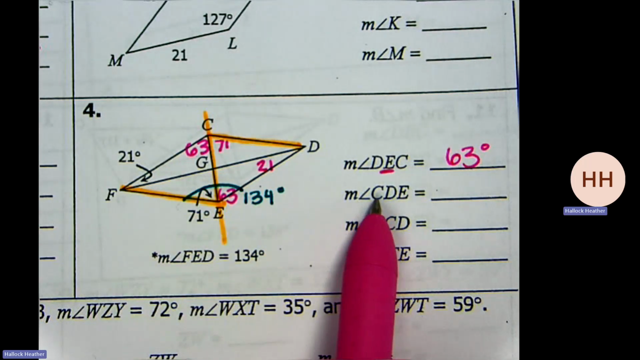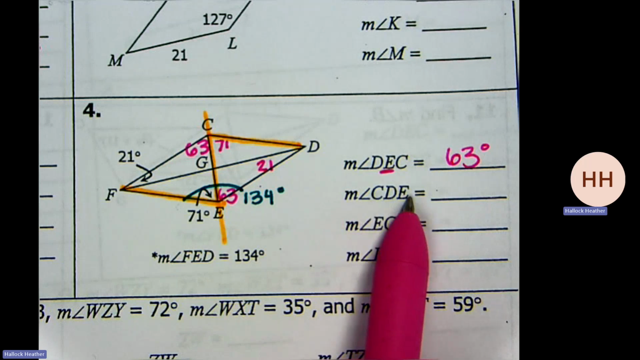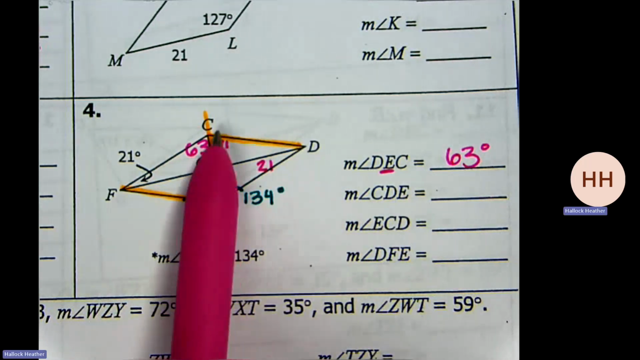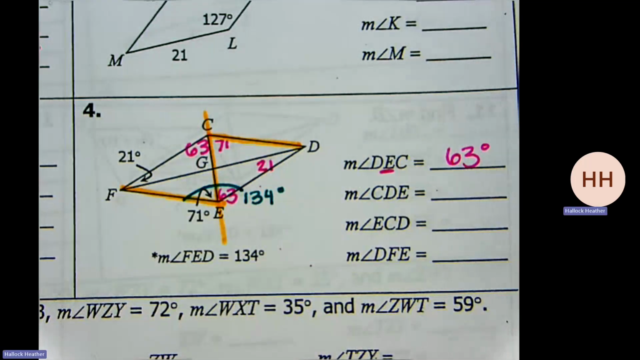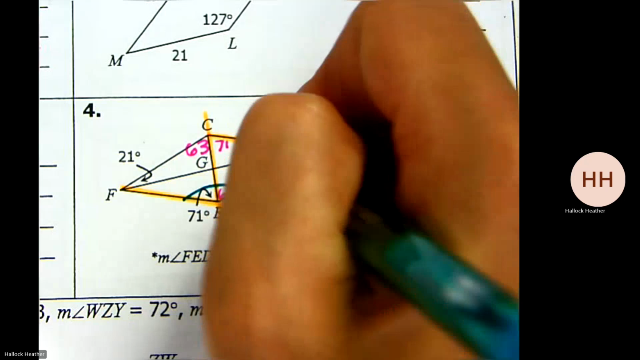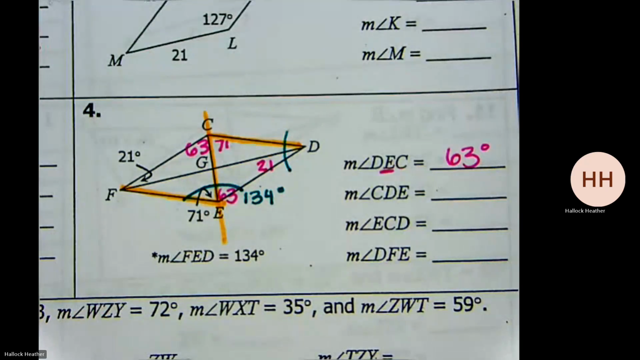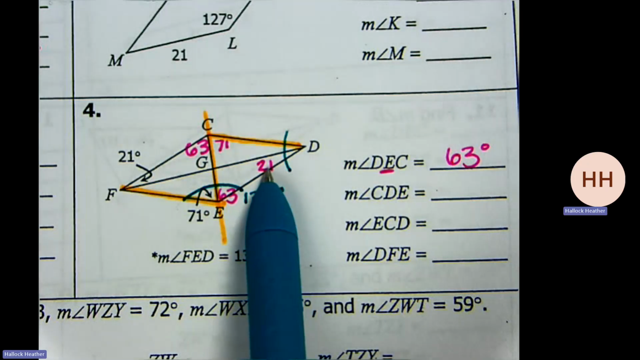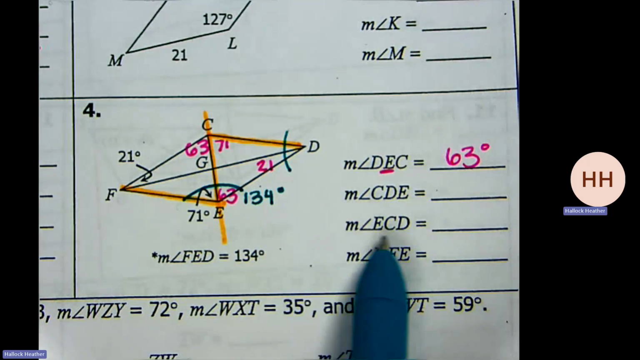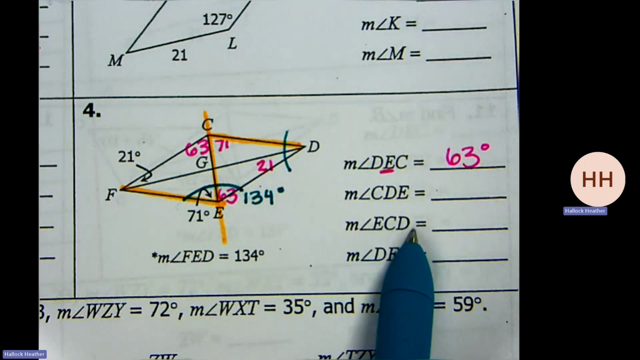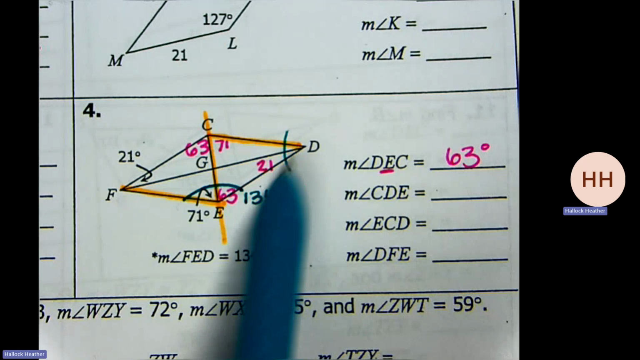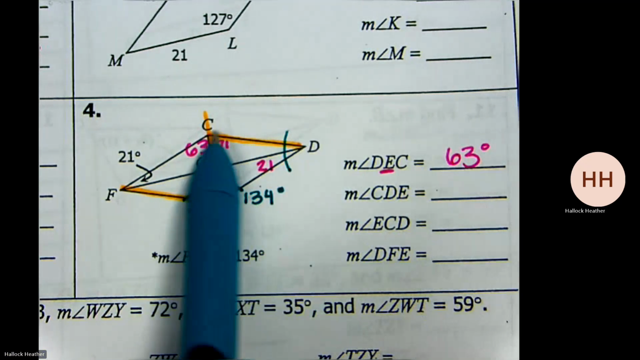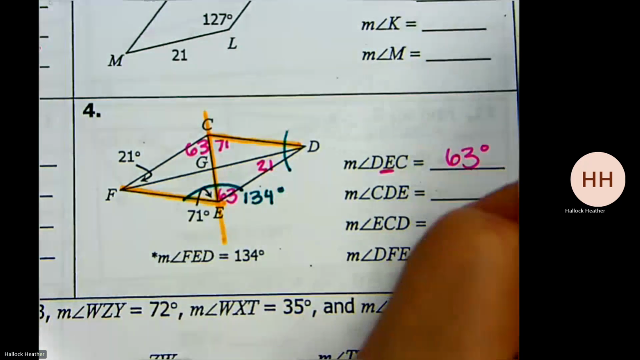The next one it wants is CDE. CDE, do I know that whole angle? Because it's talking about the whole thing. No, I don't know that whole thing. And it's not 42. I'm not doubling 21. So I don't know that yet. So let's skip that for now. ECD. ECD is what? 71.